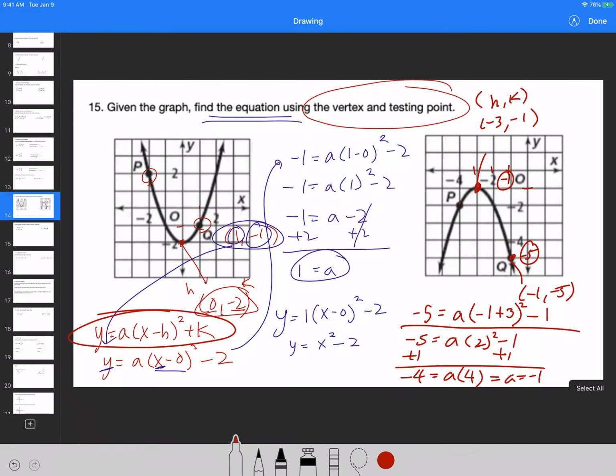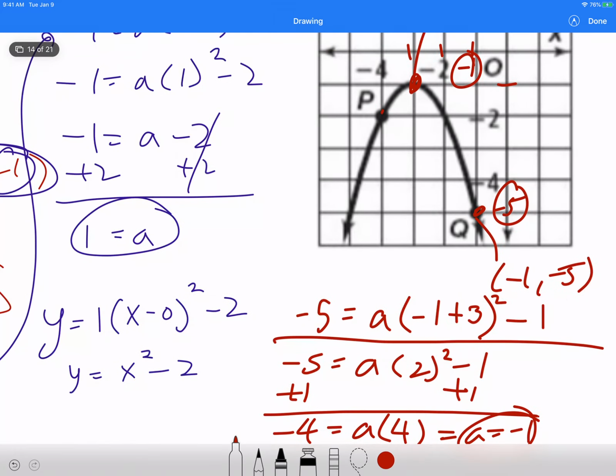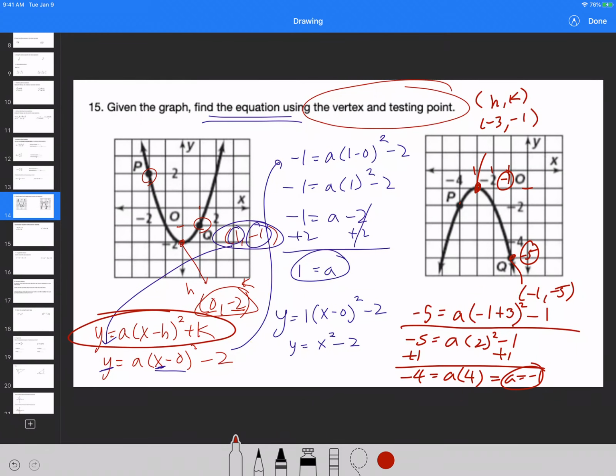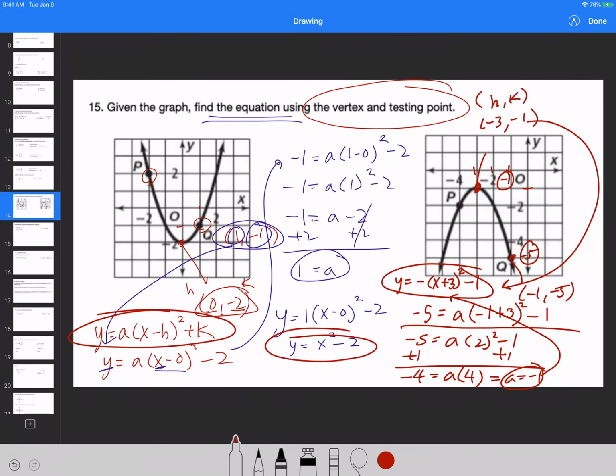And then the a value becomes -1. So what is going to be my final answer is that y is equal to negative (x plus 3) squared minus 1. All I got to do is just plug the vertex and the a value into the equation, and that's going to be it. Leave your x and y alone. Those two will be the answer to number 1.